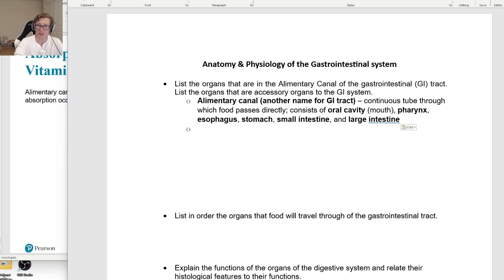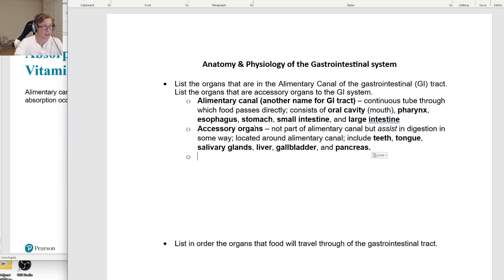The accessory organs are not part of it, but assist in digestion. They are located around the alimentary canal. These include teeth, tongue, salivary glands, liver, gallbladder, and pancreas.